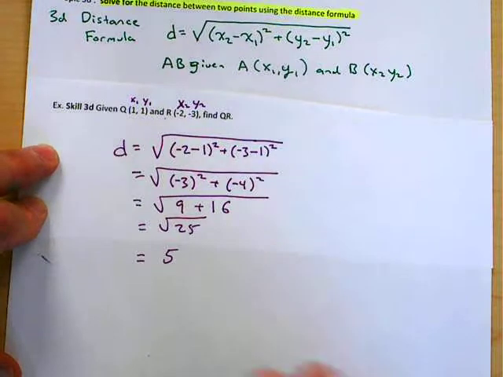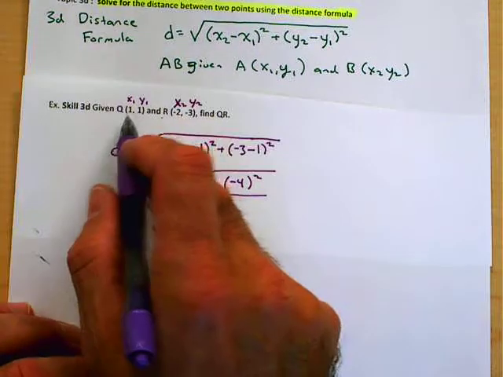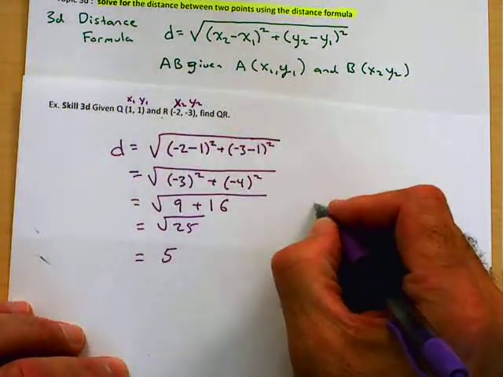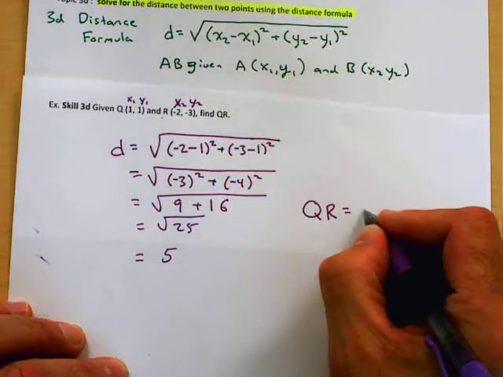If not, you can always use your calculator if that's something that we allow in your class. Some classes we do, some classes we don't, but you should really know that. Anyway, that is going to be the distance between this Q and this R, so then we want to clearly state our answer. The distance between Q and R is 5.